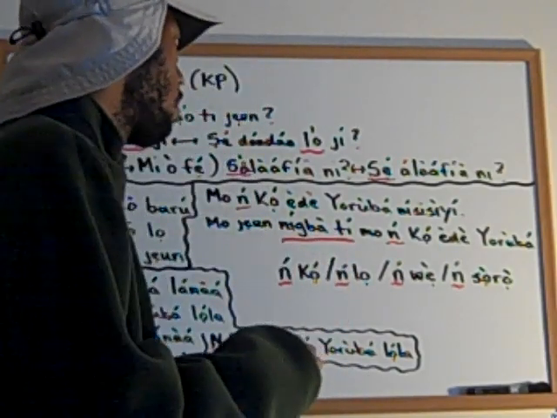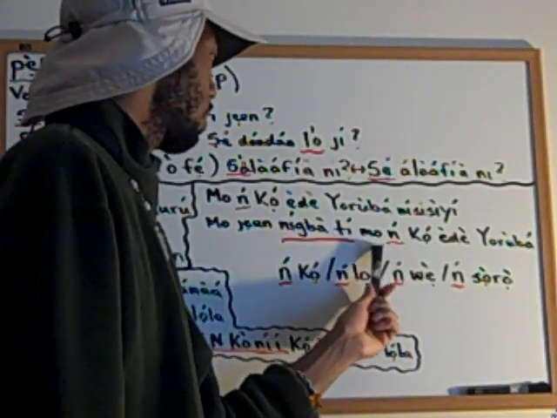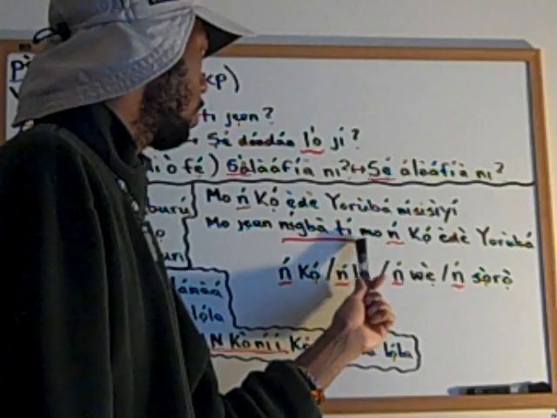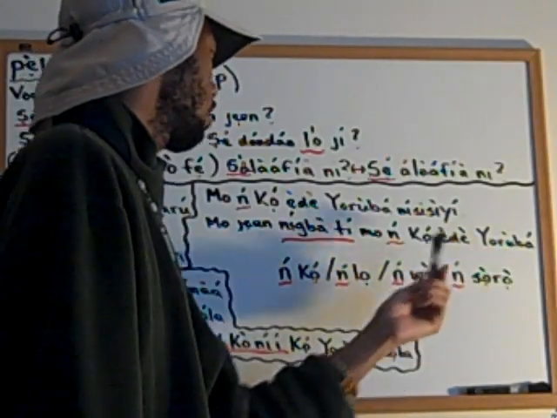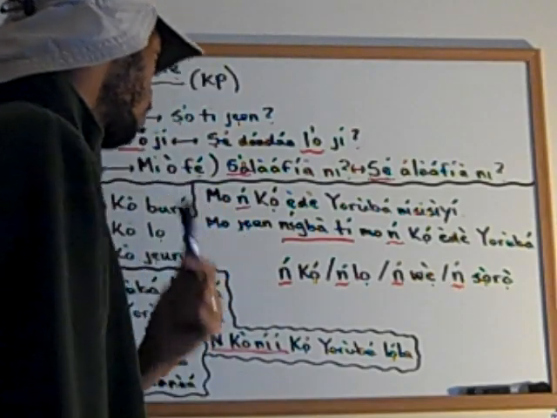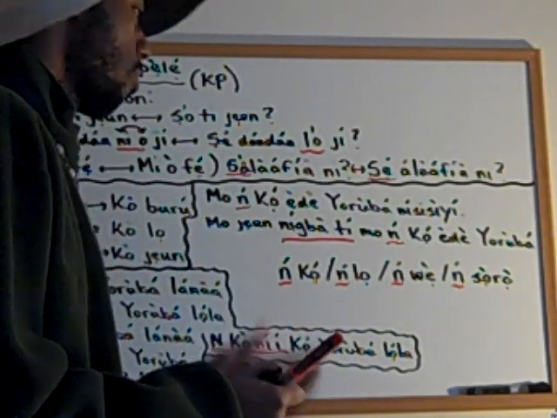Nigbati is like when something was happening. Nigbati mo nko, studying, when I was studying Ede Yoruba, Yoruba language. Okay, so that's pretty simple. All you have to do is add the n before the verb, and you'll get the present progressive.